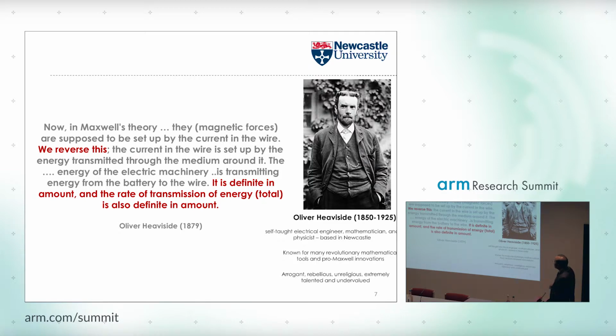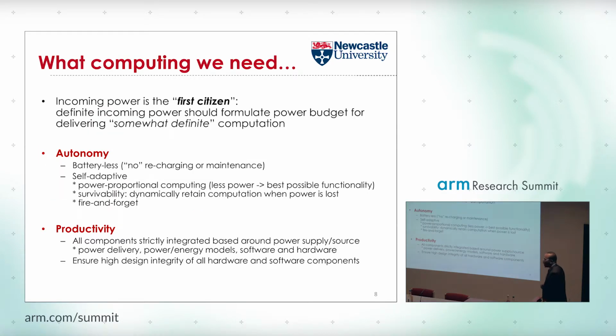So if I take the inspiration from Oliver Heaviside, this is what we are saying. Incoming power from the batteryless devices, self-powered devices, is the first citizen. So why not control the computation around it using the first citizen as the controller, which is the power? That's why we call it real power. Power is the most real thing in self-powered systems. It's coming every single time, and every single time you have a different amount of power coming in. So you have to control your computation using the first citizen, which is the power.